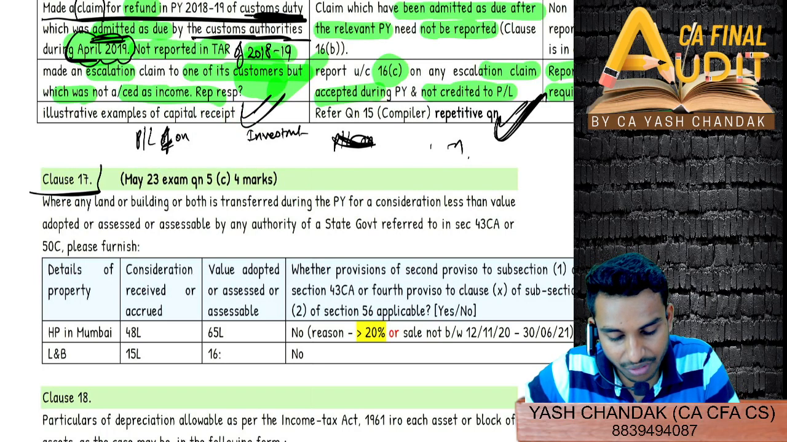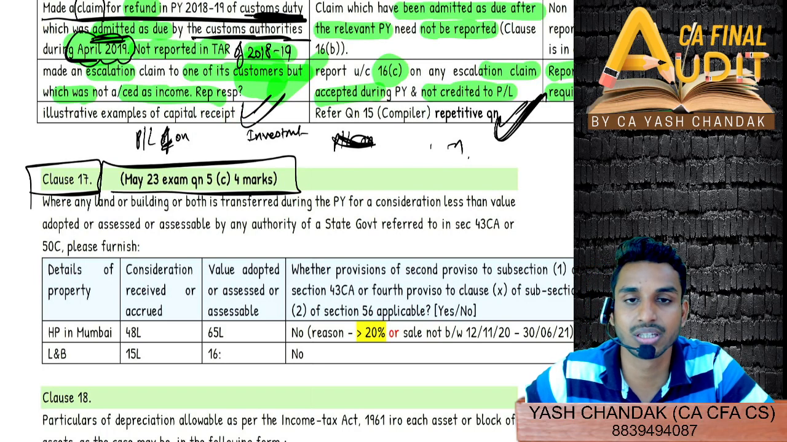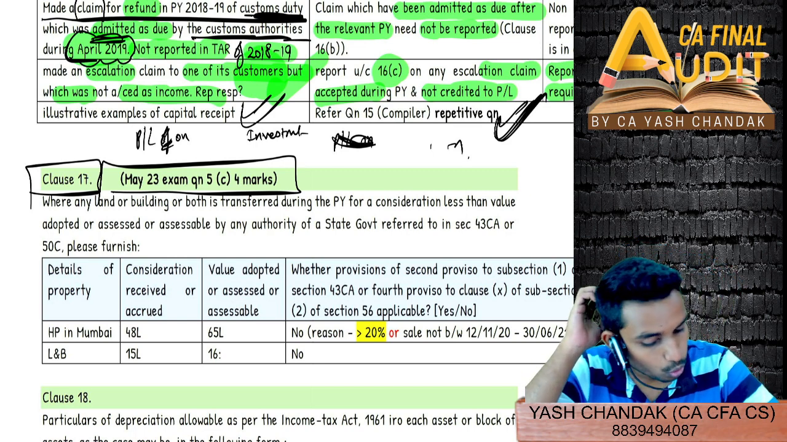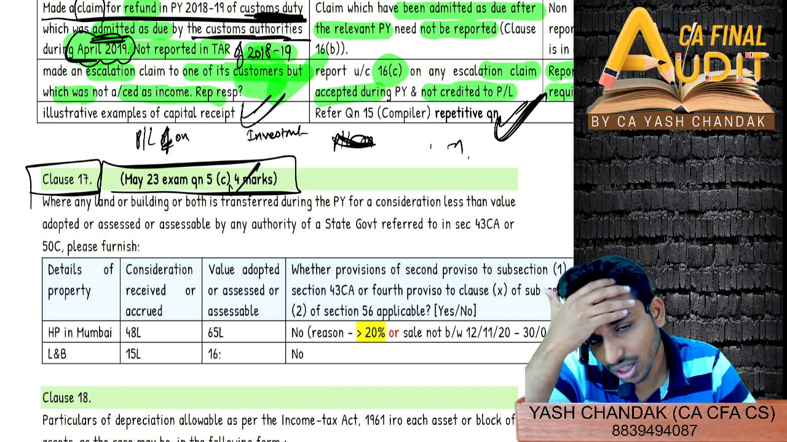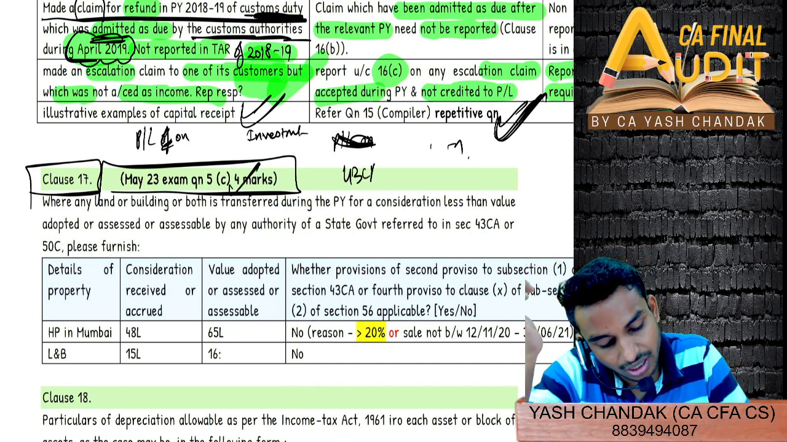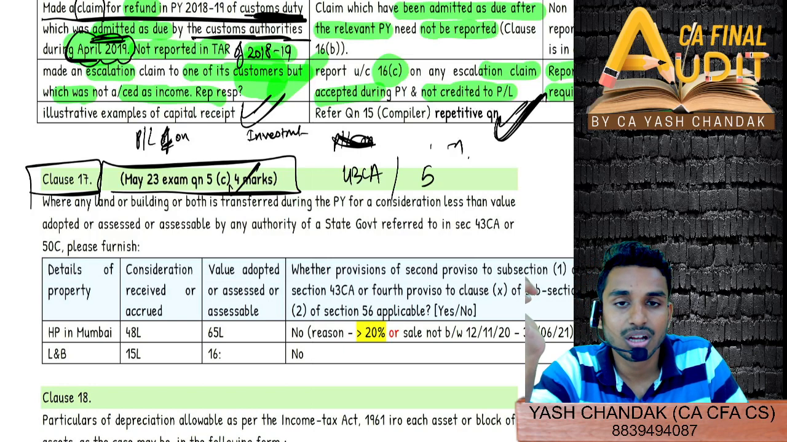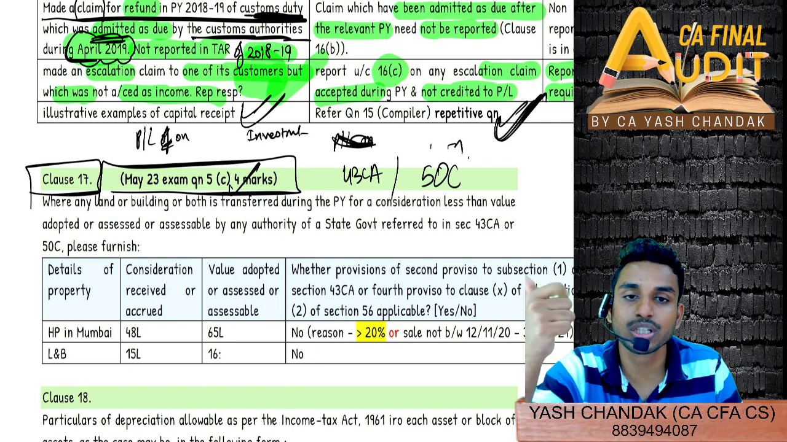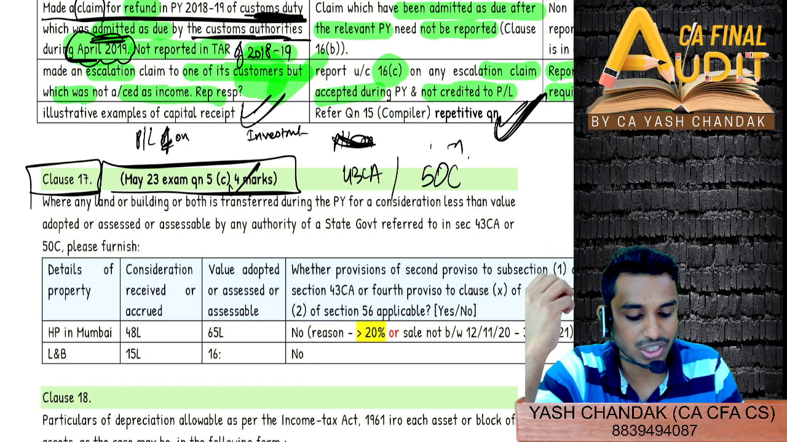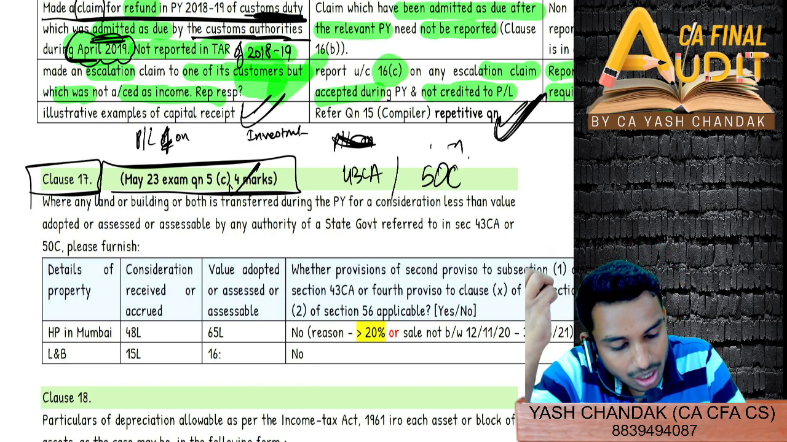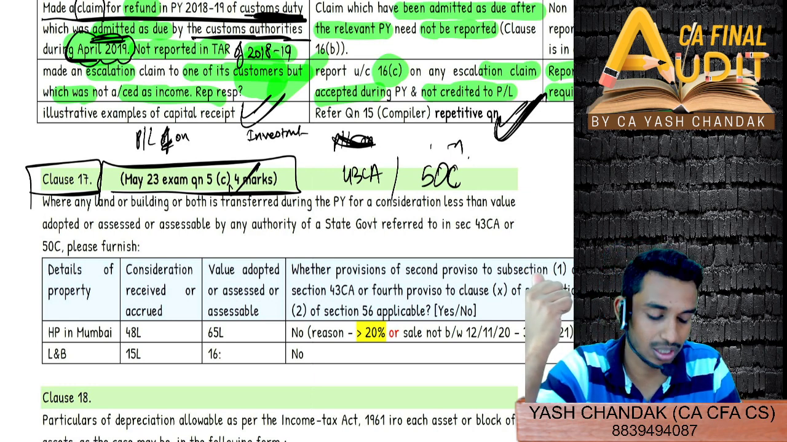Now come back to clause 17. This clause was asked in May 23 attempt, Question number 5C, for 4 marks. It's very easy. You might be aware of section 43CA or section 50C. Section 43CA or section 50C talks about the same thing.